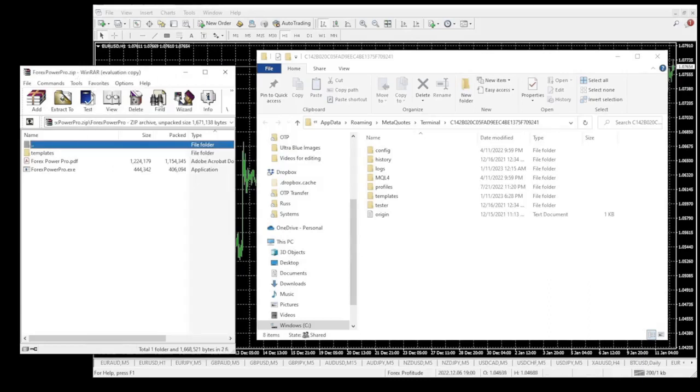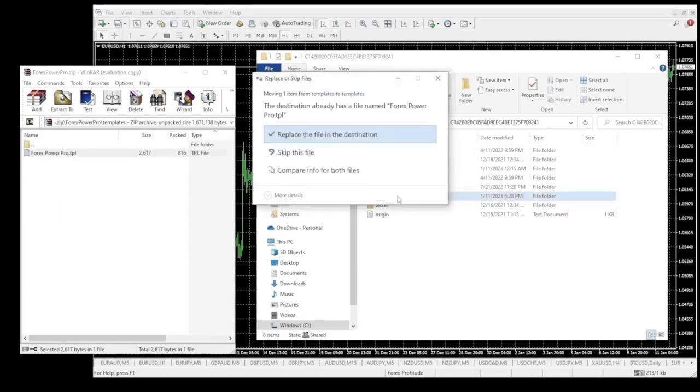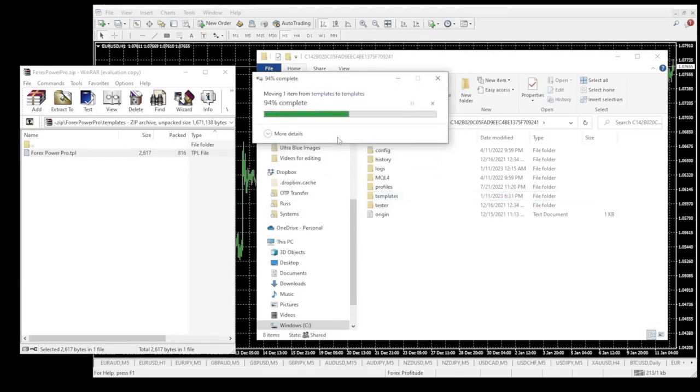Now back to the zip file, I'm going to open the templates file folder to get to that FOREX Power Pro TPL file. And then from here, I'm simply going to drag and drop it into the templates file folder in the data folder. And now I get this pop-up that says replace the destination file, because we did just run through this installation process and I do have it on this platform right now. But yes, I'm going to replace the destination and it's installing.